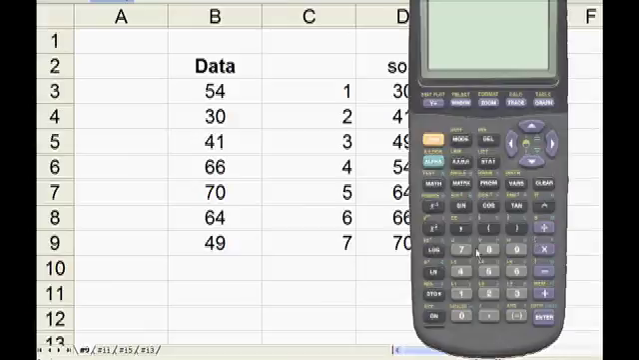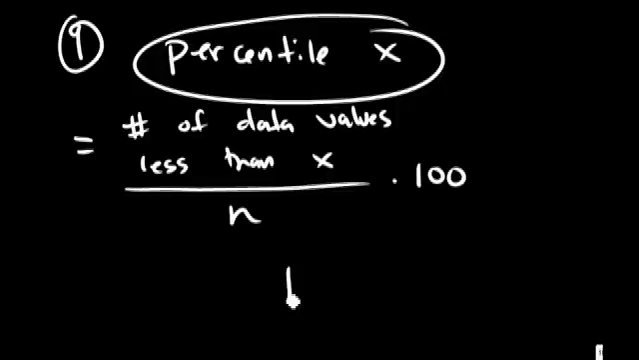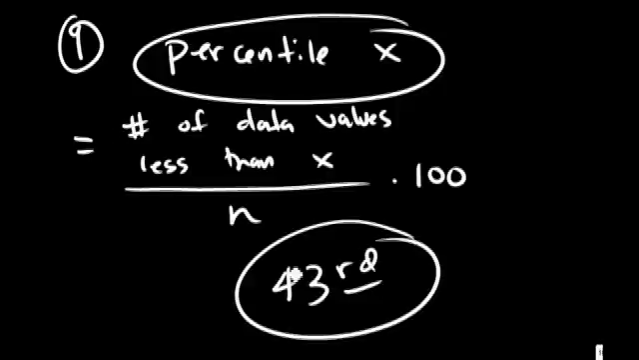Three divided by 7 times 100. We're going to round this answer to the nearest whole number. So 42.857, and we look at the digit in the tenths position. It's an 8. We add 1 to the 2. Our answer is 43. This is the 43rd percentile.